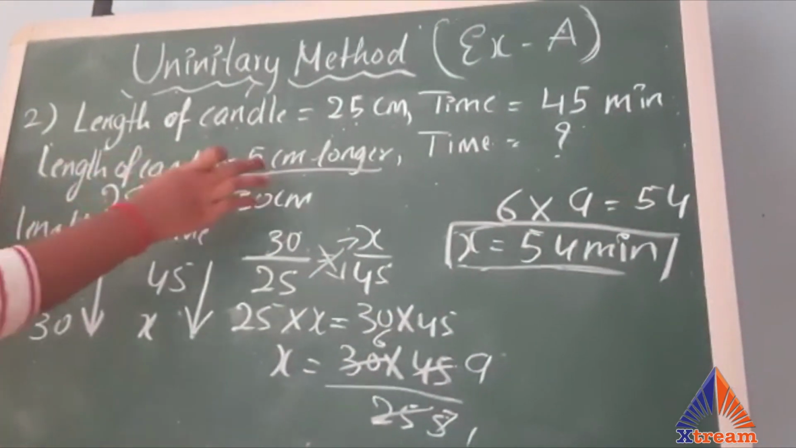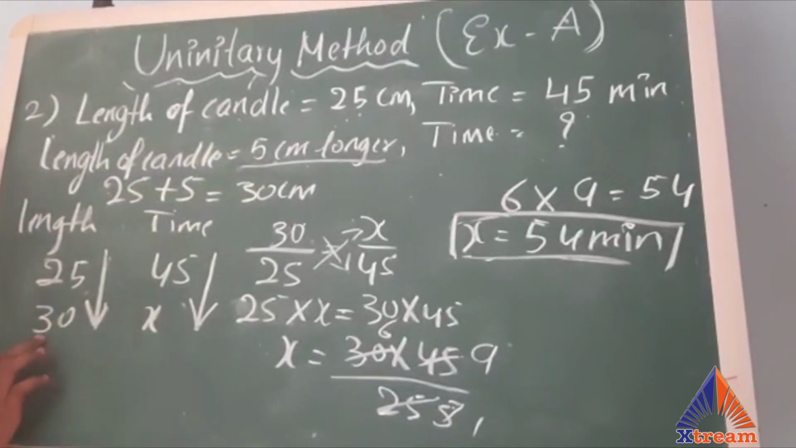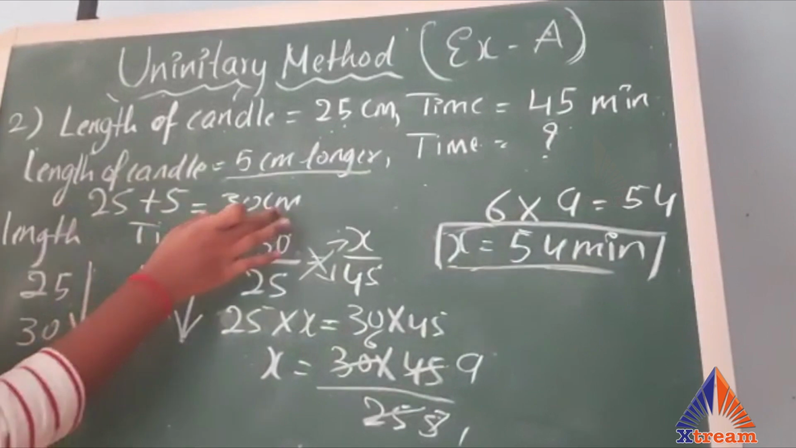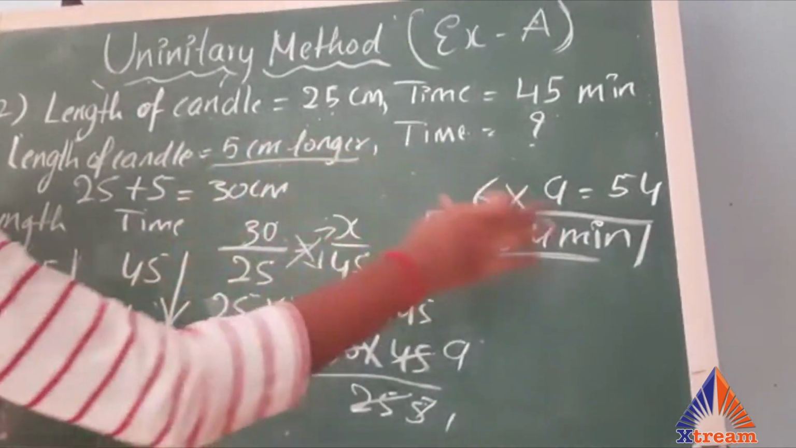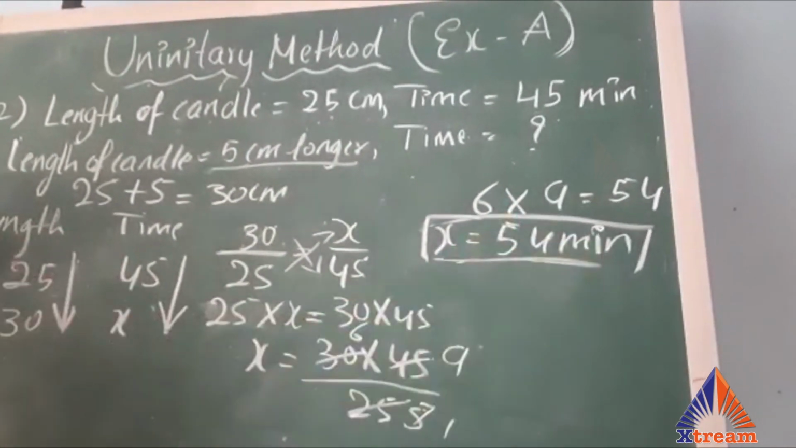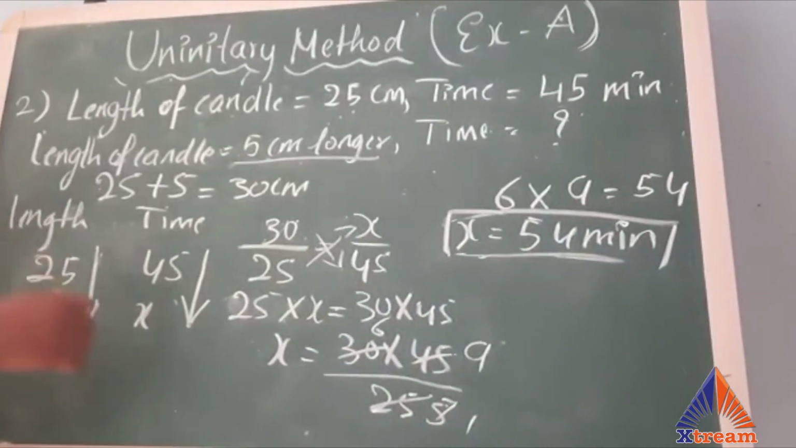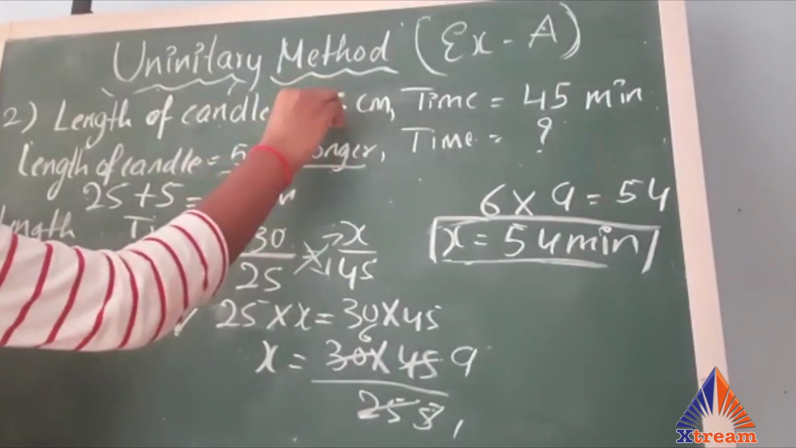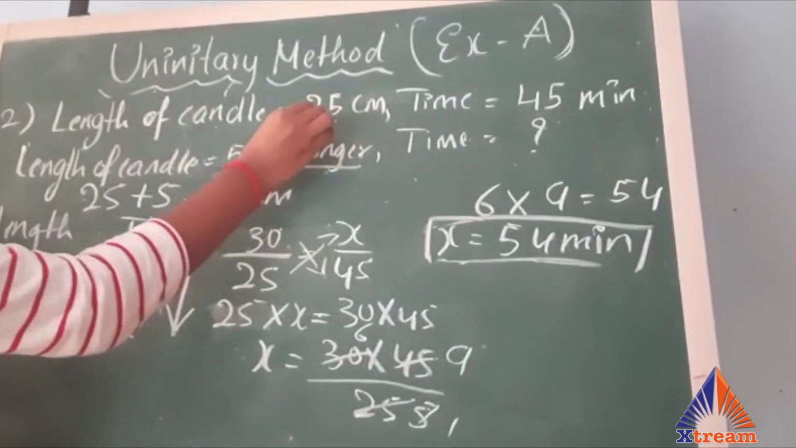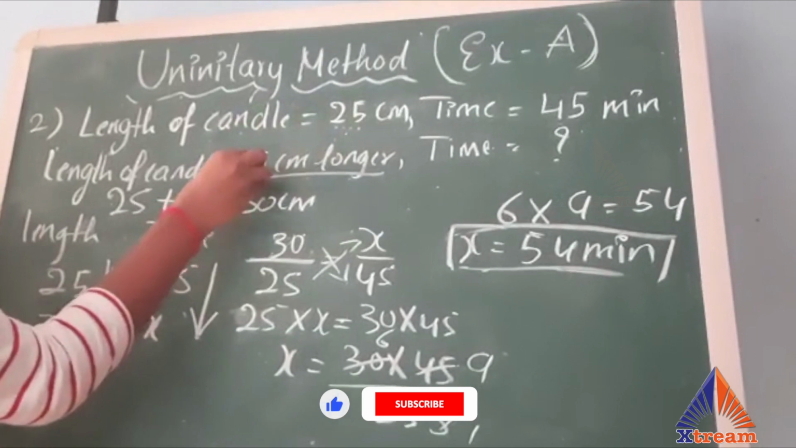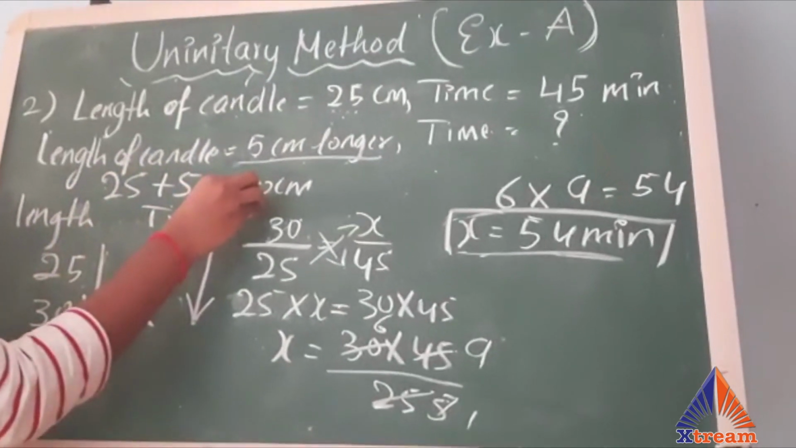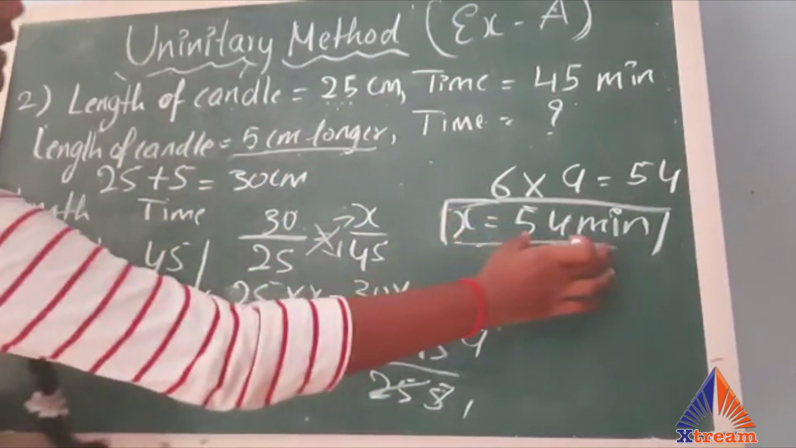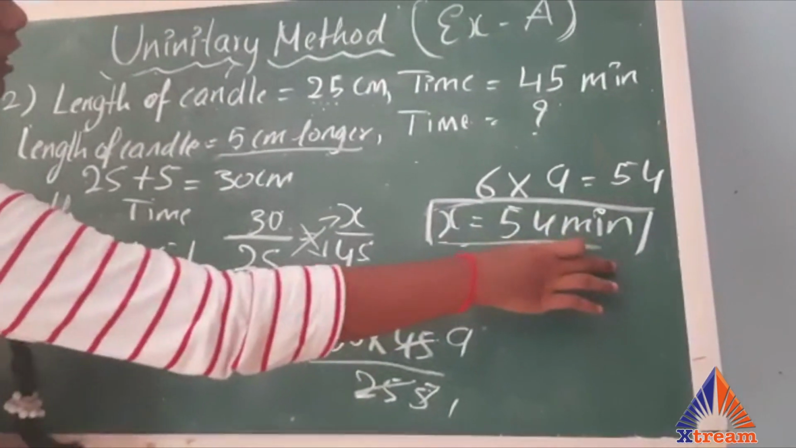So this candle of length 30 centimeters will burn for 54 minutes. So this is how you will find. And the very important step to remember is they have given us 5 centimeters longer than the previous candle. That means you need to add this one. 25 plus 5 is 30 centimeters. So this will be our second candle. So the time and the answer will be 54 minutes.